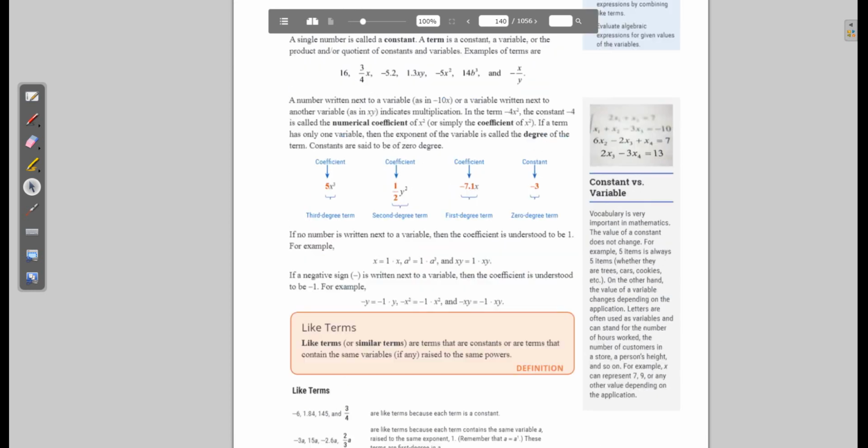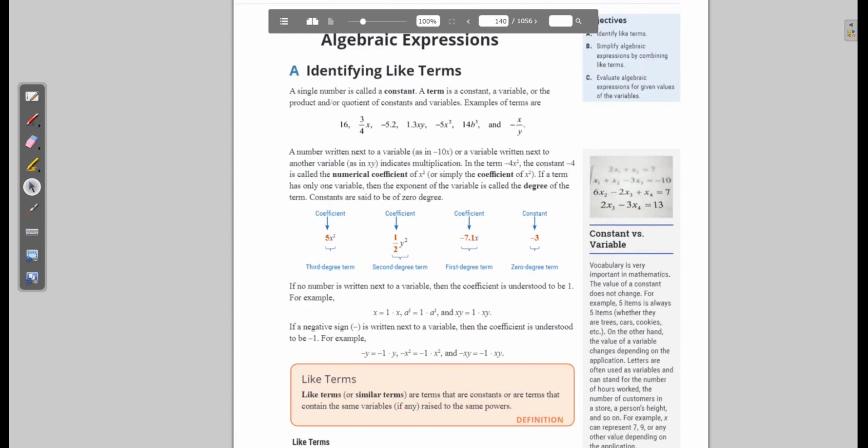And so let's see. I think we're going to snip all of this actually.